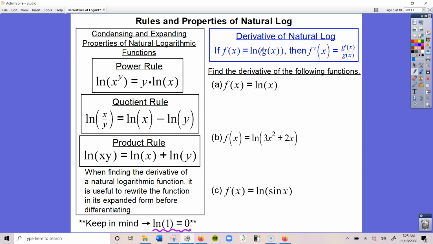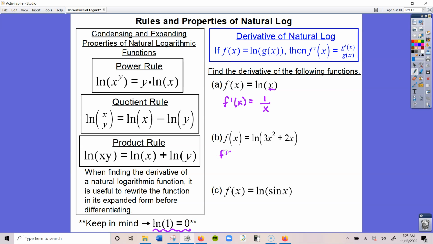If you have a function where you get the ln of g of x, then the derivative would be the derivative of g of x divided by g of x. So essentially when you find the derivative, the ln basically just disappears. So if I find f prime of x for a, this is my g of x. The derivative of x is 1, and I put it over whatever that is, which is x. So this would be the derivative of the ln of x.